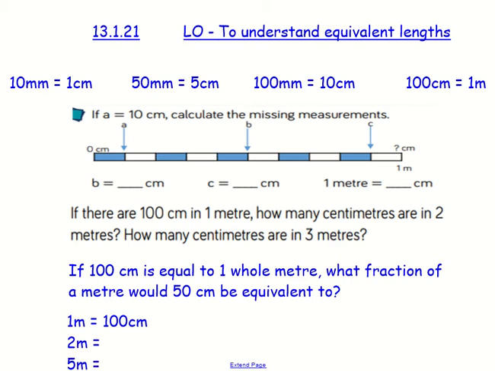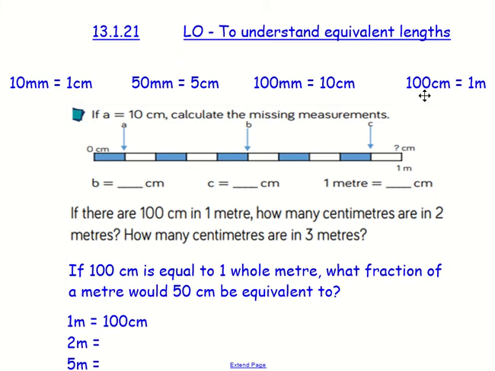Okay, so again, we looked at this yesterday, but at the very top here, we've got 10 millimeters. Remember what we said yesterday was 1 centimeter. So 2 centimeters would be 20 millimeters, 3 centimeters would be 30 millimeters. So here we've got 50 millimeters, is 5 centimeters, 100 millimeters would be 10 centimeters, 200 millimeters would be 20 centimeters, 300 millimeters would be 30 centimeters, and so on.